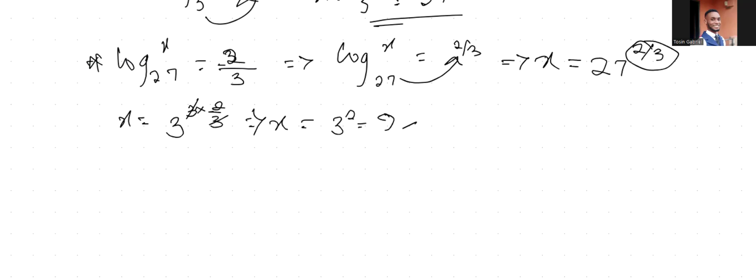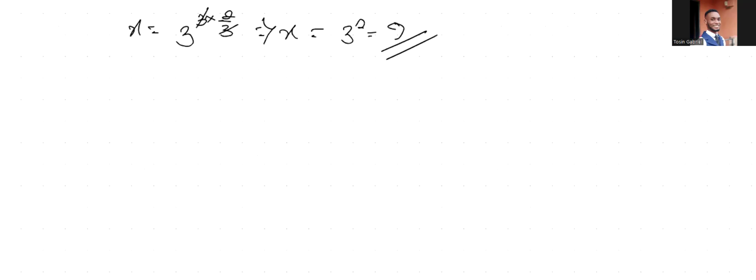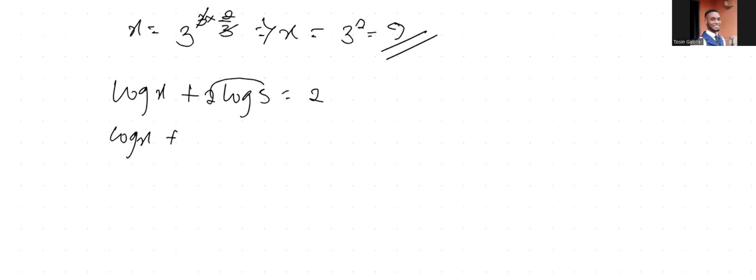All right, let's take another example. Now let's say that you have log x plus 2 log 5 equals 2. Now notice that this does not have a base, so let's just say it's in base 10. It's an assumption. So you have log x plus, we bring the 2 to the top, log 5 raised to the power of 2, which is equal to 2. This is log x plus log of 5 squared, which is 25, equal to 2.